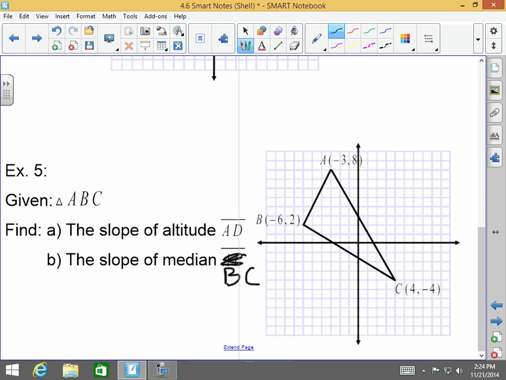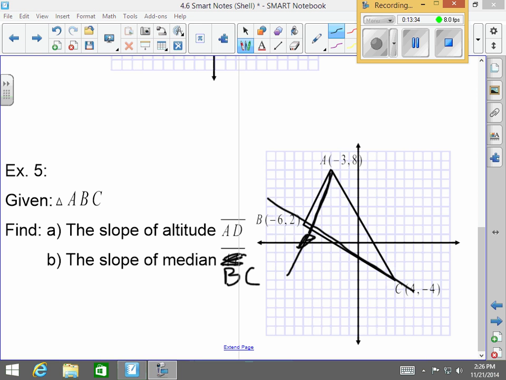And yeah, slope of altitude AD. Okay. So there's going to be some point D here that's going to make an altitude, right? So let's say I go like this, and right here is my D. All right. I need to find the slope of that line. Well, in order for that to be 90 degrees, doesn't it have to have a negative reciprocal to BC? Because in order for BC and this AD to be perpendicular, okay.